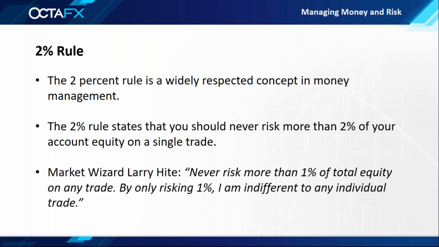Market Wizard Larry Hite, another pro trader profiled by Jack Schwager in his Market Wizard series, was even more conservative. He never risked more than 1% of his total equity on any trade. And by risking only 1%, he was indifferent to any individual trade. He wasn't freaked out by what the consequences might be to any individual trade. He was able to keep a clear head by having that limited risk.